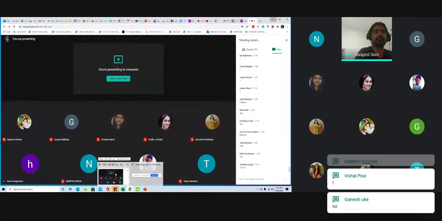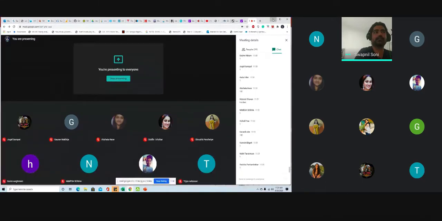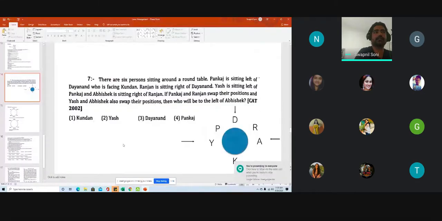Everyone? Who is to the left of Abhishek? Yes, it will be Kundan.